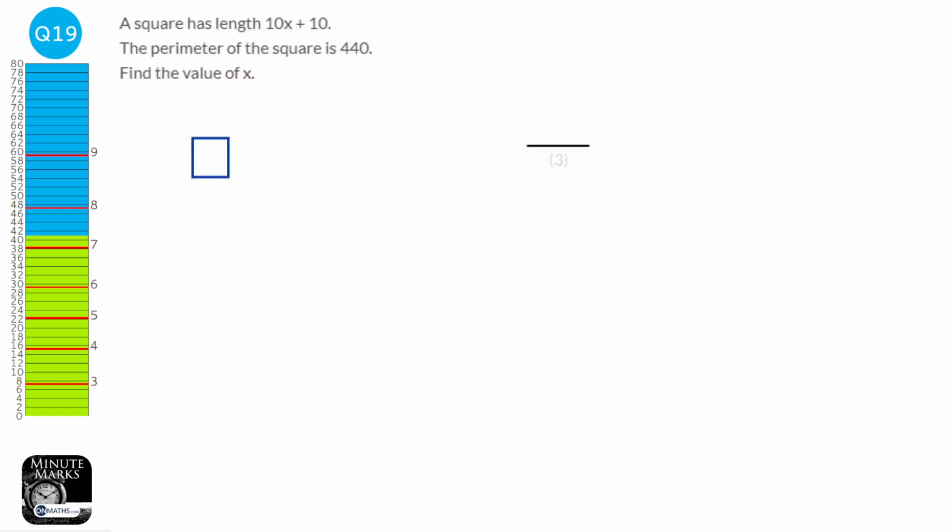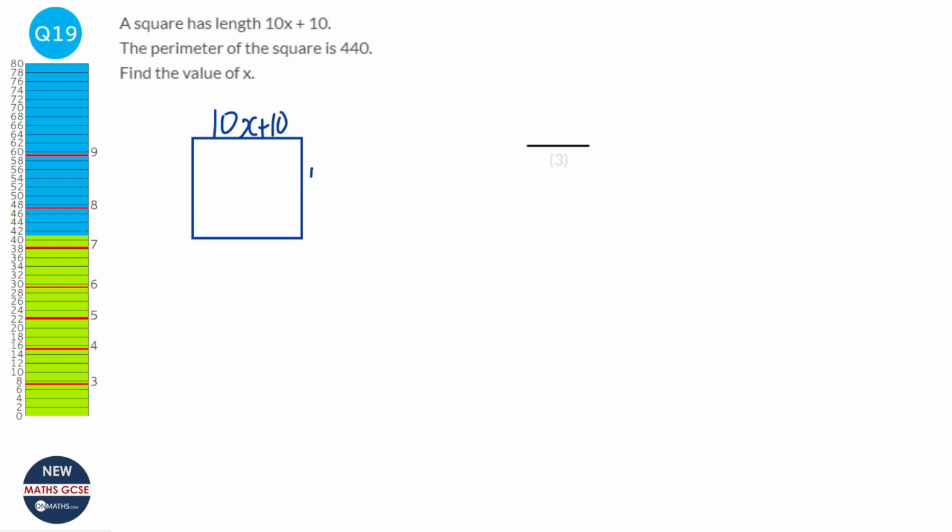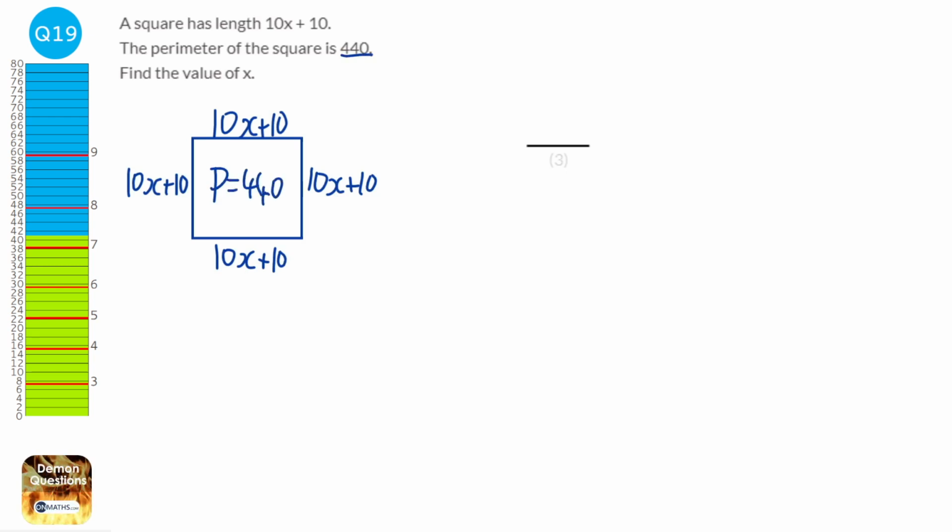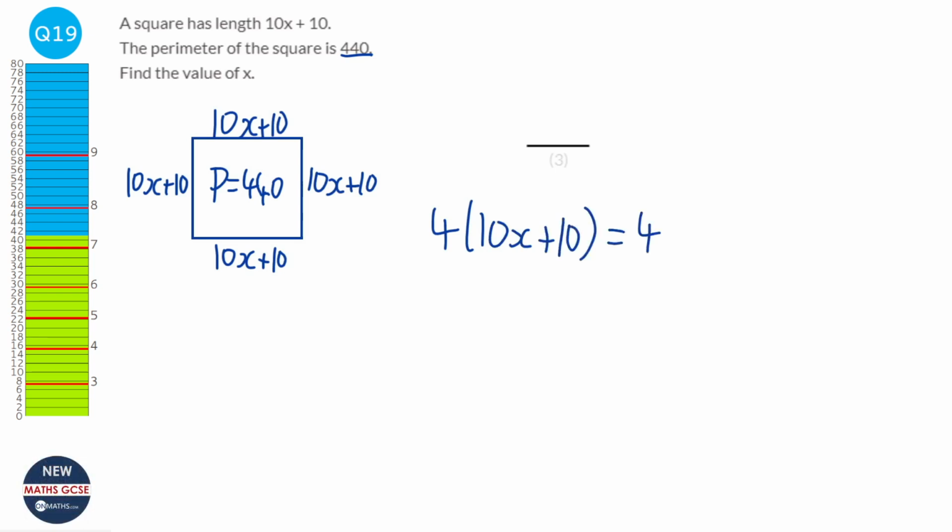First thing I'm going to do is just draw the square out. And we know the length of it is 10x plus 10, but it is a square, so that's the same all the way around it. But we're also told that the perimeter is 440, so the perimeter is 440. So what we can do is we can work out the perimeter in algebra by multiplying 10x plus 10 by 4, or just adding up the 4 lengths that we've got. So we're going to do 4 times 10x plus 10. But we also know that that is going to be 440 because we're told in the question that the perimeter is 440.